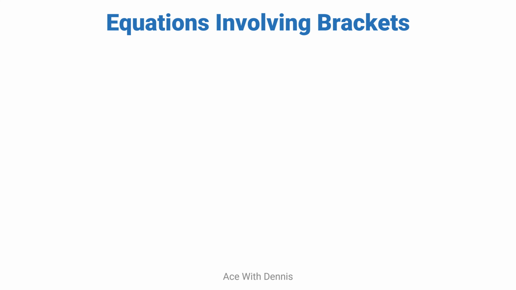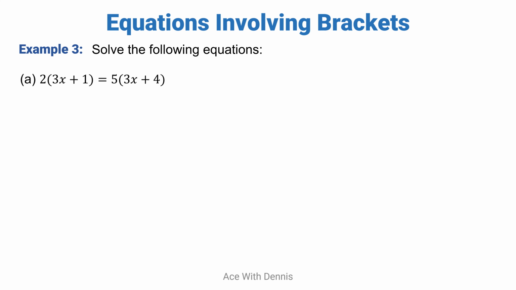Now, let's solve equations involving brackets. Example 3. Solve the following equations. A. 2 bracket 3x plus 1 equals 5 bracket 3x plus 4. B. 5x minus 3 over 2 equals 8x minus 7 over 3. C. x over 3 plus 5x minus 4 over 7 equals 8.